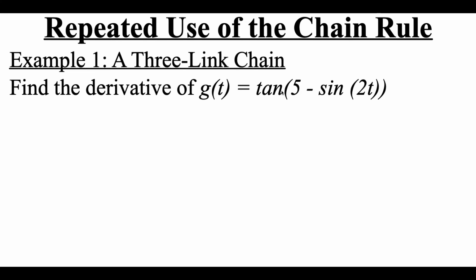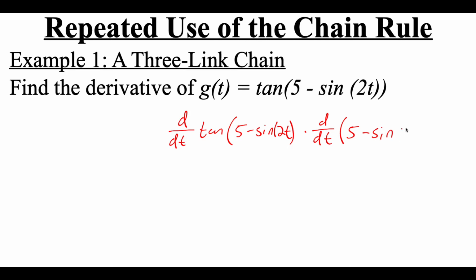So when we start differentiating this, if we start with just the normal chain rule, the normal chain rule says that we're supposed to do the derivative of that outer function, but leave the inside stuff the same for right now, and then we're supposed to multiply by the derivative of that inside function, so the 5 minus the sine of 2t. So if we differentiate that first piece, the derivative of the tangent is the secant squared, and again, we're leaving this set of parentheses the same for now.